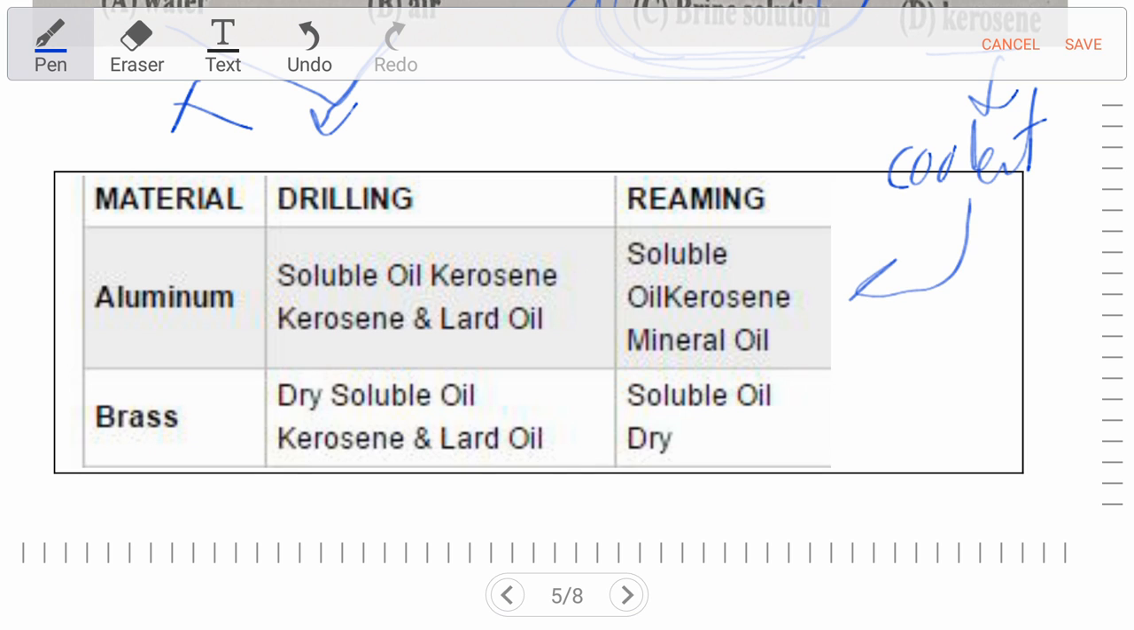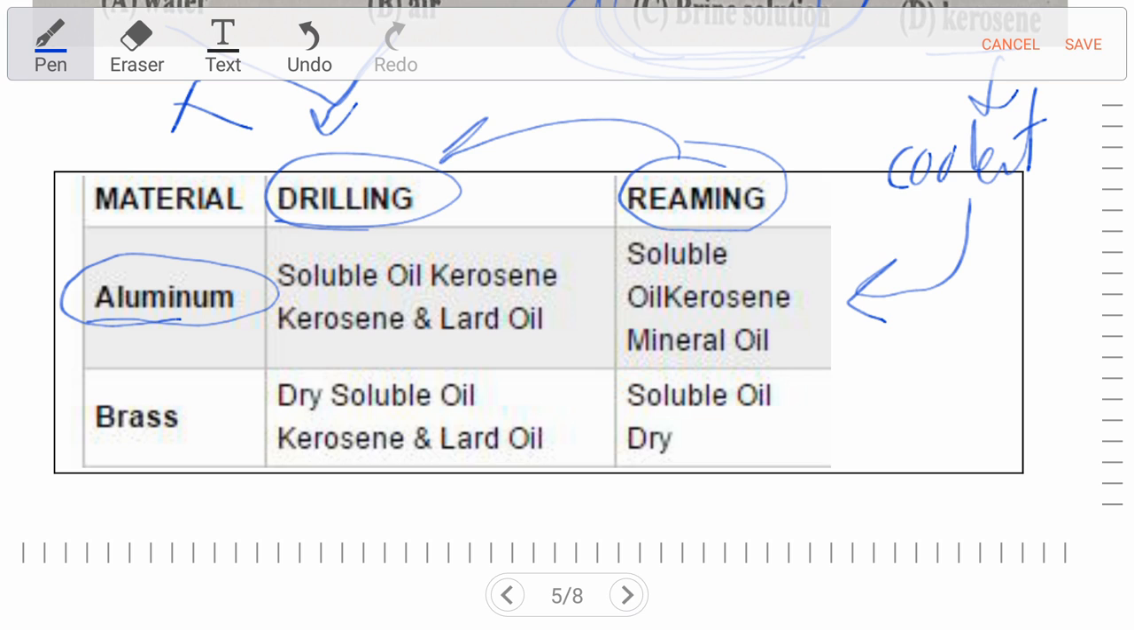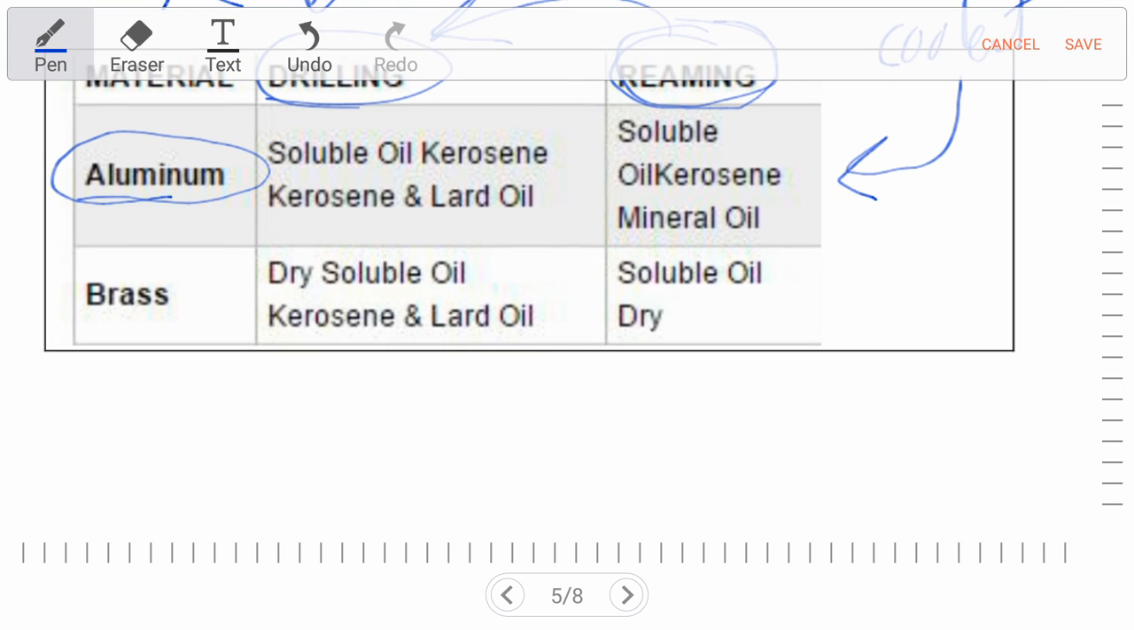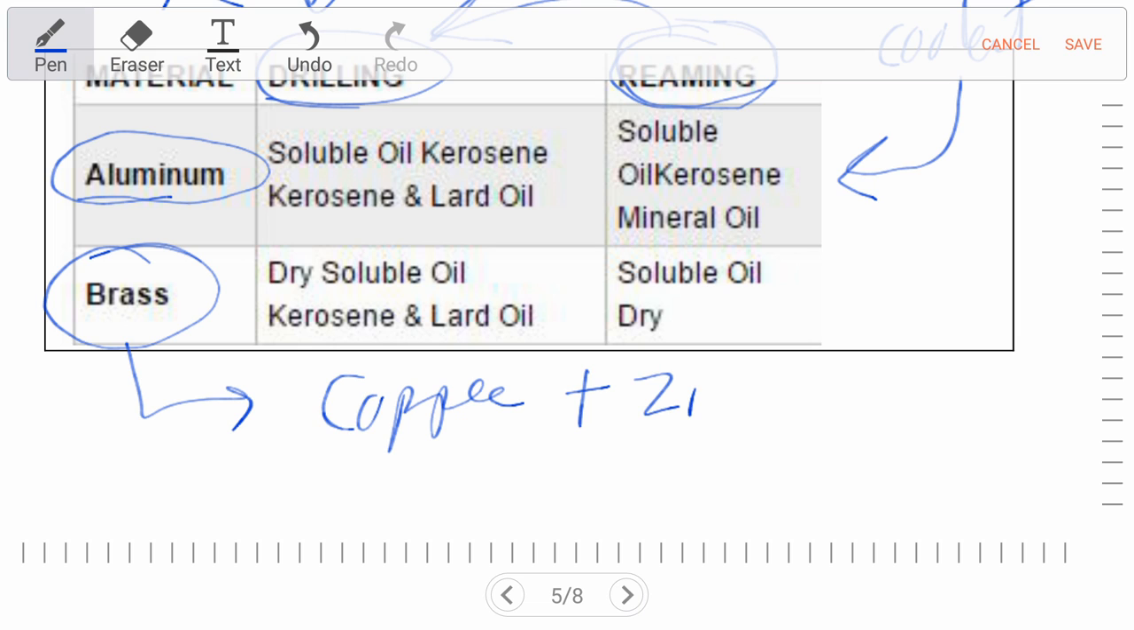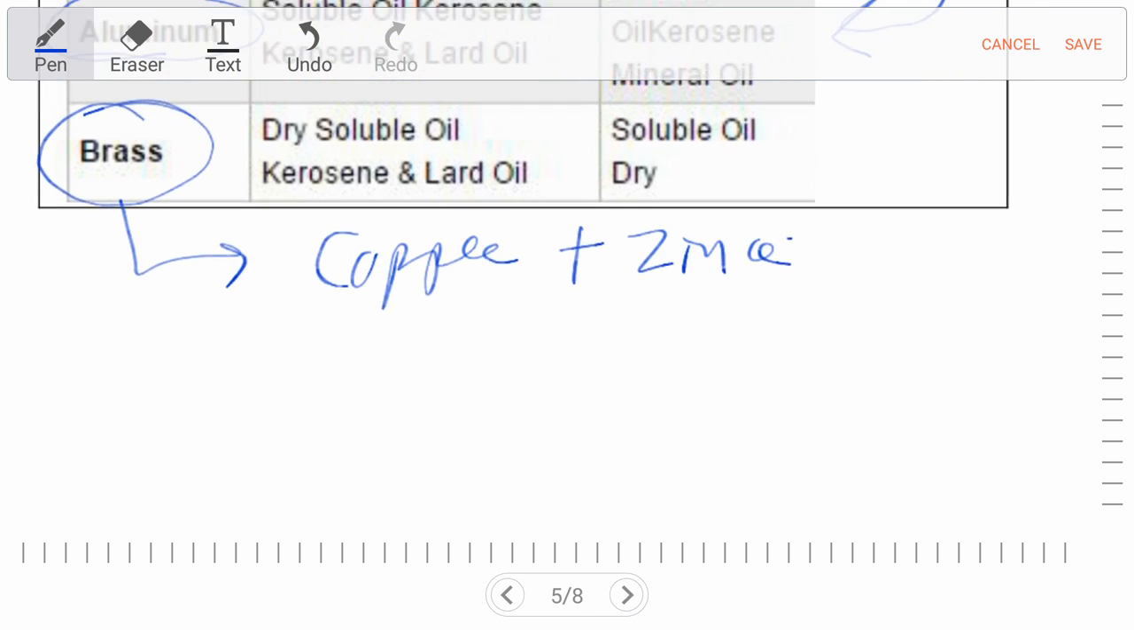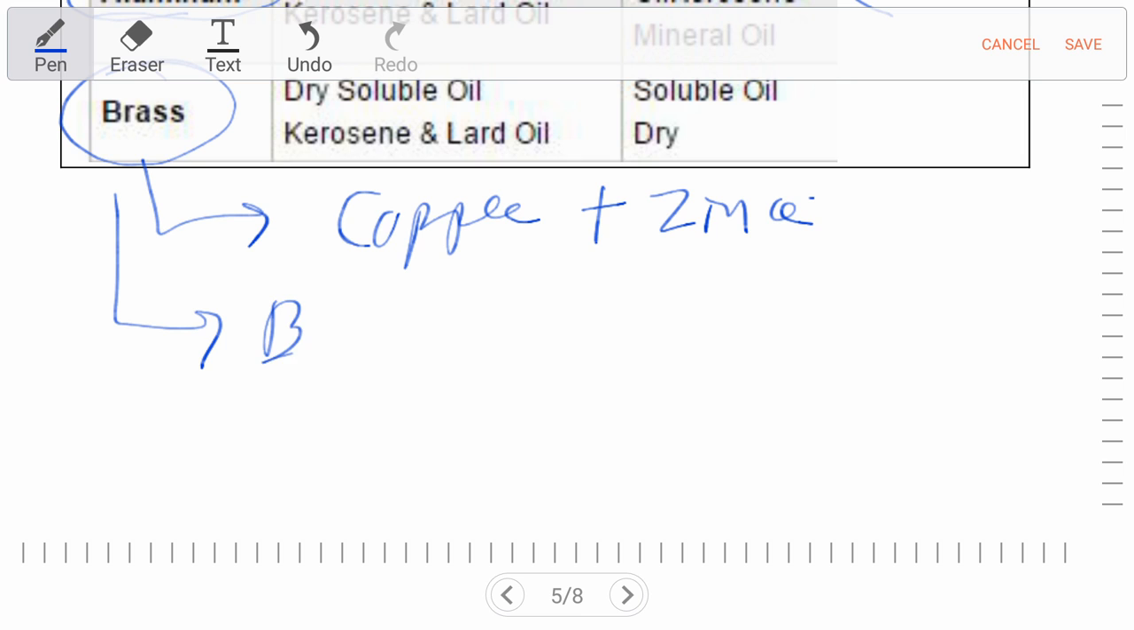Kerosene is used as a coolant in machining of aluminium, while reaming is a process which is done after the drilling process. Reaming is done to slightly enlarge the hole or also to give fine finishing to the hole. Brass is a combination of copper plus zinc. Another we have to remember, bronze is a combination of copper plus tin.